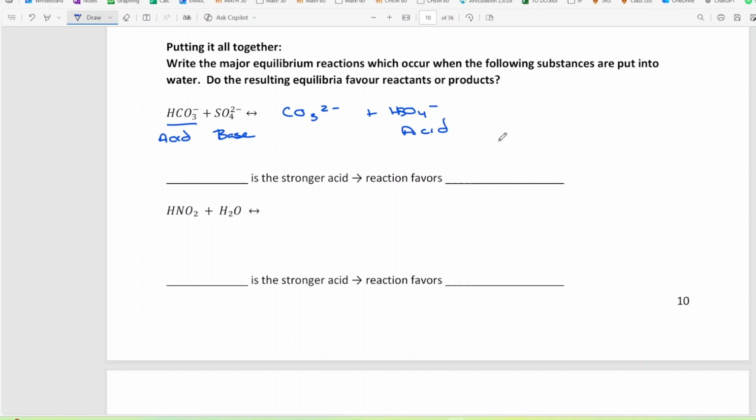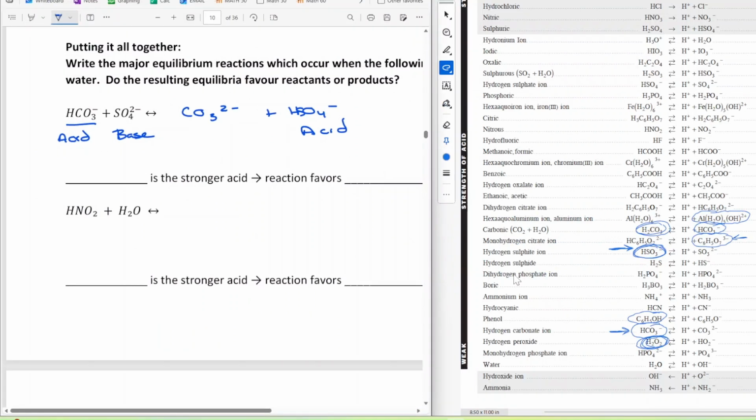So I'm looking to see who's stronger. I think we already know the answer. HCO3 minus is down here. HSO4 minus, where's that guy? HSO4 minus, oh, it's way up here. That is definitely the stronger. Whoops, sorry, this guy. HSO4 minus is definitely stronger than HCO3 minus. So HSO4 minus is definitely my stronger acid. So then my reaction is going to favor my reactants.